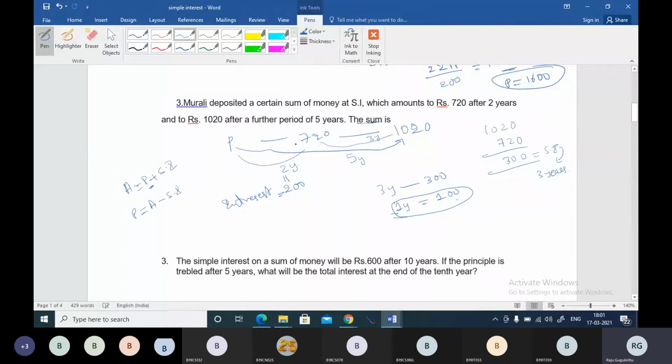So 720 is the amount. 720 minus simple interest 200 should be how much? 520. 520 will be the principal.